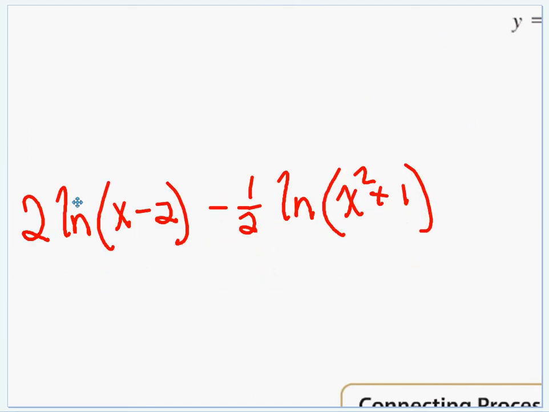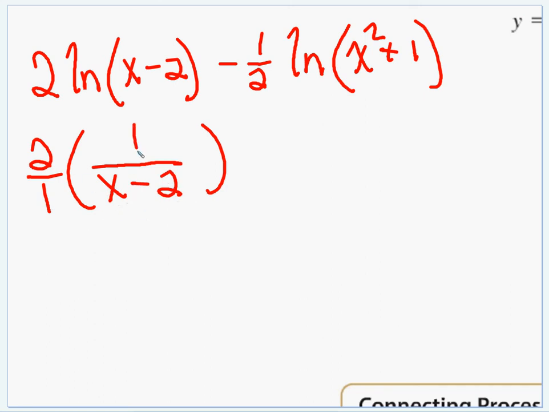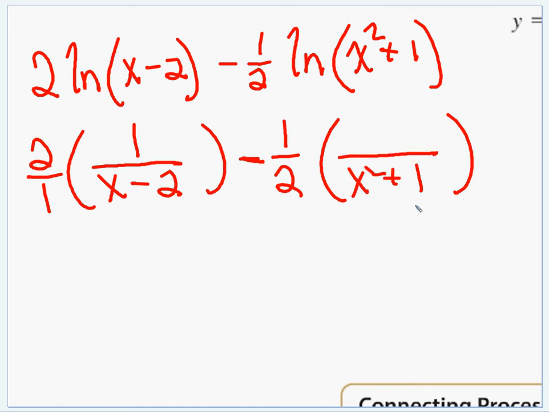Let me move this up here. So the 2 is a constant multiple. That's going to come along for the ride. When we derive natural log of a quantity, that quantity becomes our denominator, and the derivative of that quantity goes right on top. Derivative of x minus 2 is a 1. And then we've got minus 1/2 as a constant multiple, and then we're going to derive this natural log quantity. That quantity that we are logging is our denominator. Derivative of that would be a 2x, goes right up on top. Okay, and I see we can cancel these 2's on the diagonal.